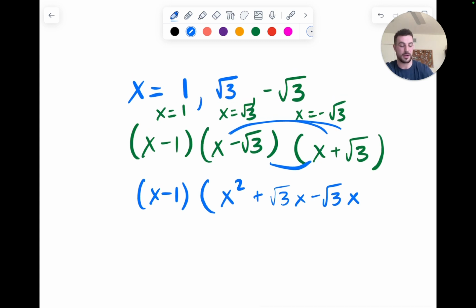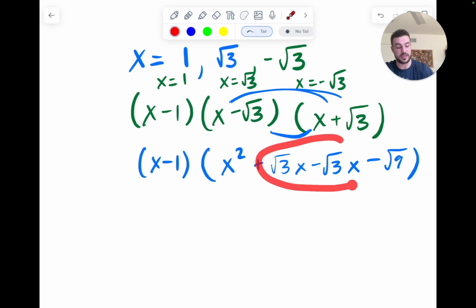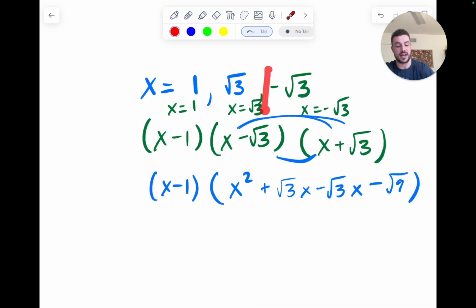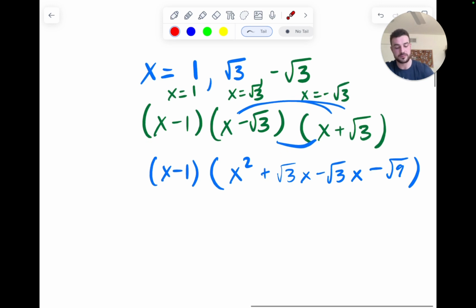Well, a negative times a positive is a negative. Root 3 and root 3 is root 9. Lastly, what I'm going to do is simplify by combining like terms. And if you notice, in the middle here, these are going to cancel each other out. That always happens every time we have a conjugate pair and we are multiplying it back out.